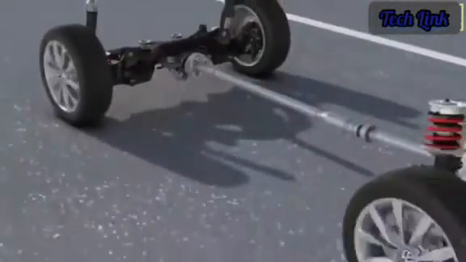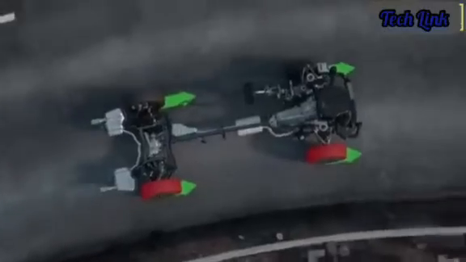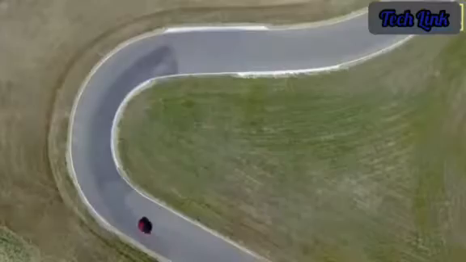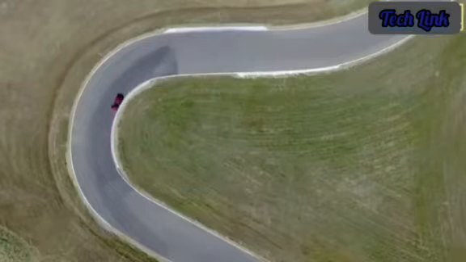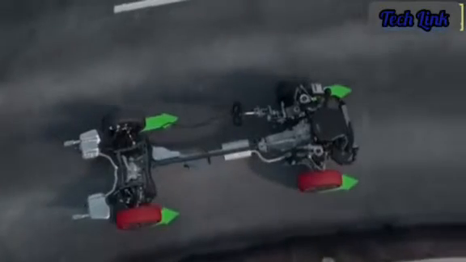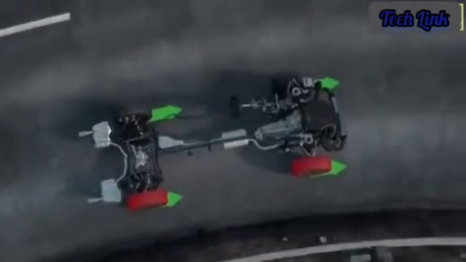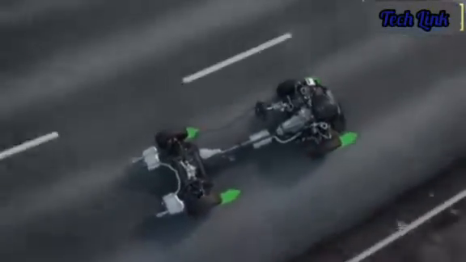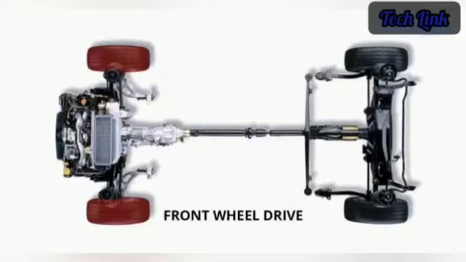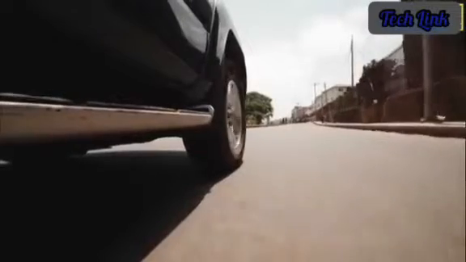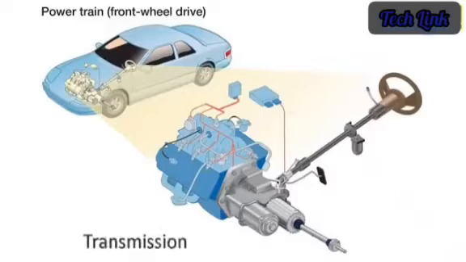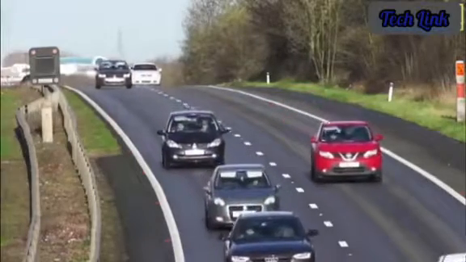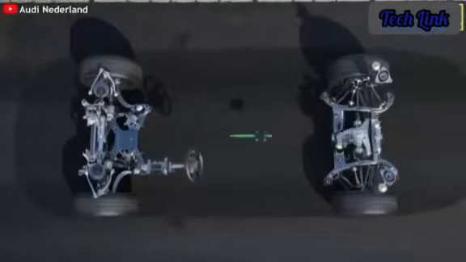2-wheel drive, or 2WD, means that only 2 wheels, either the front or the back, are powered by the engine. Most small hatchbacks, fuel-efficient cars, and cheap cars have front-wheel drive, while SUVs, off-roaders, and performance cars have rear-wheel drive. Front-wheel drive, FWD. Front-wheel drive is by far the most common type of driving system in cars today. It just means that the power goes to the front wheels.